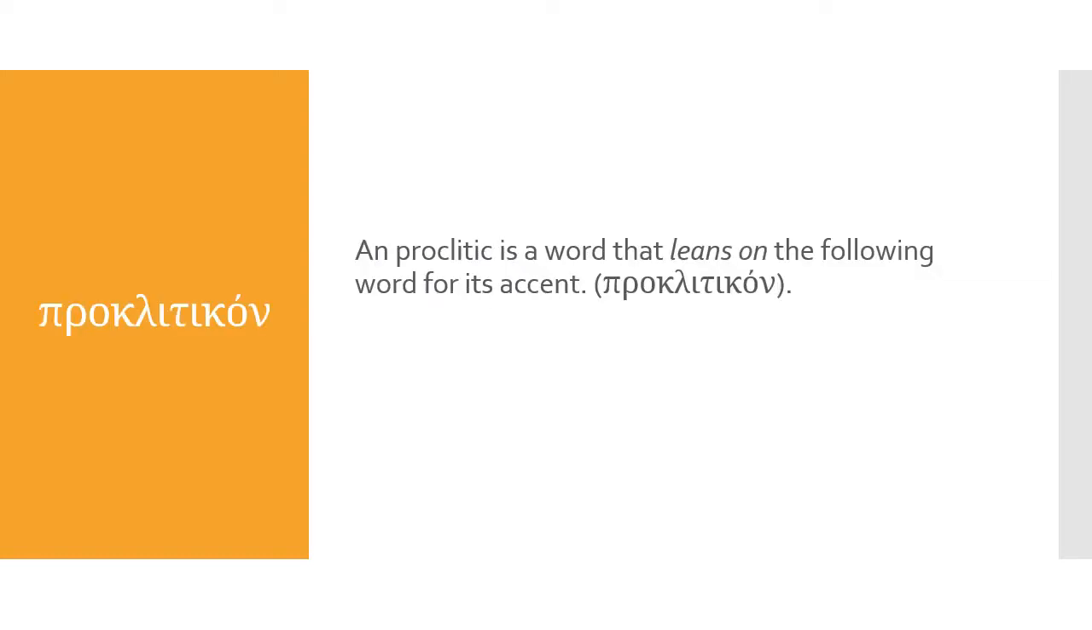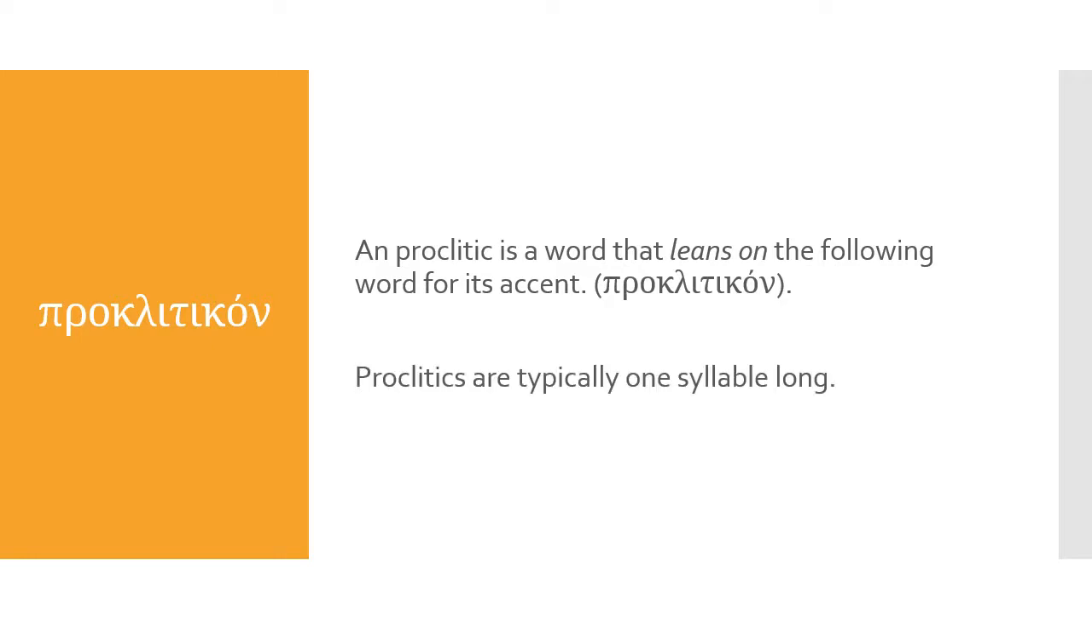So firstly, proclitics. In a previous video, we talked about enclitics. A proclitic is a word that leans on the following word for its accent. An enclitic leans on the preceding word. A proclitic is placed before and so leans on the following word. We have the word proclitikon, not attested in ancient Greek, but from the verb proklinome, and it indicates a proclitic.